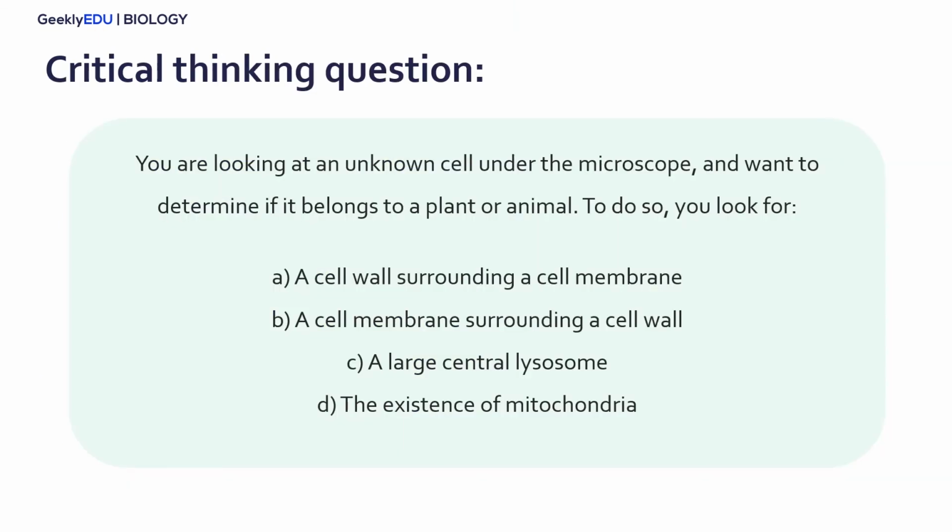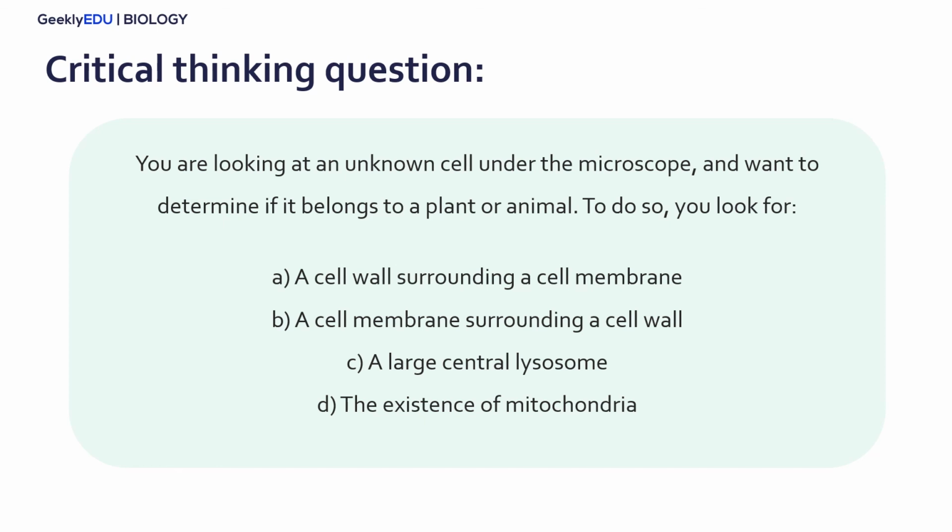Now on to a critical thinking question. So imagine that you are a scientist and you found an unknown cell that you're looking at under the microscope, and you want to determine if it belongs to a plant or an animal. To do so, you look for A, a cell wall surrounding or on the outside of a cell membrane, B, a cell membrane on the outside or surrounding a cell wall, C, a large central lysosome, or D, the existence of mitochondria? Take a second to think about it.